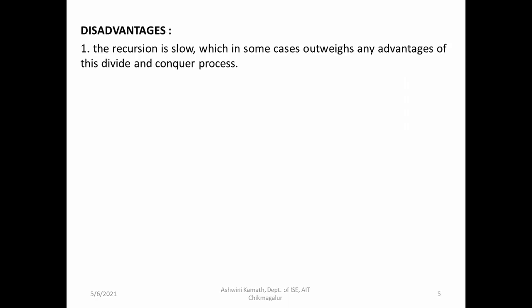Disadvantages. The recursion is slow, which in some cases outweighs any advantages of this divide and conquer process. Even though we have so many advantages of divide and conquer, recursion is slow, because for recursion we use the system stack, and on the stack we have to store the local variables and the return address. When we have to go back, we take the return address from the stack and move back to the previous call. So the recursion process is slow.